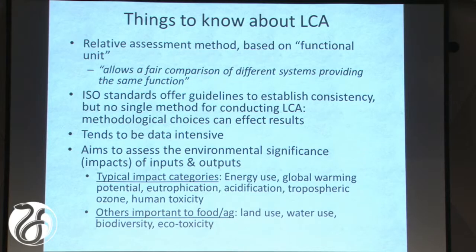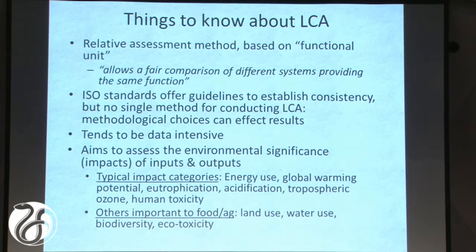It tends to be data intensive. Gathering and interconnecting and managing all of those inputs and outputs can be data intensive and time consuming. Ultimately, what we're trying to do is connect those inputs and outputs to impact categories and then quantify the environmental significance of them using impact assessment models that look at things like fate and transport and environmental chemistry, looking at how those environmental emissions influence environmental categories. Typically what is looked at in life cycle assessment are things like energy use, global warming potential, eutrophication, which has to do with nutrient impacts in the environment, acidification, tropospheric ozone, human toxicity.